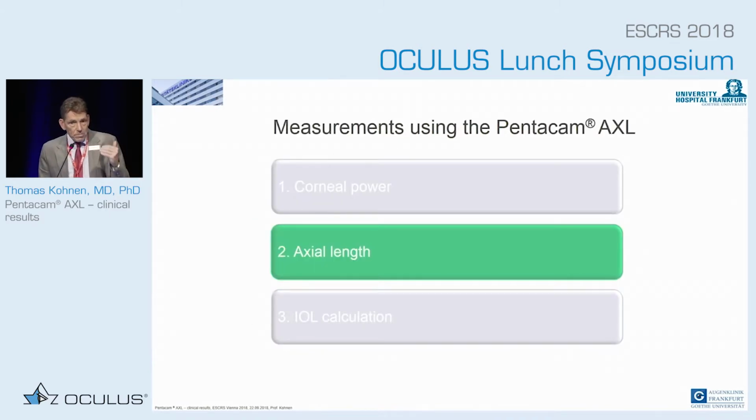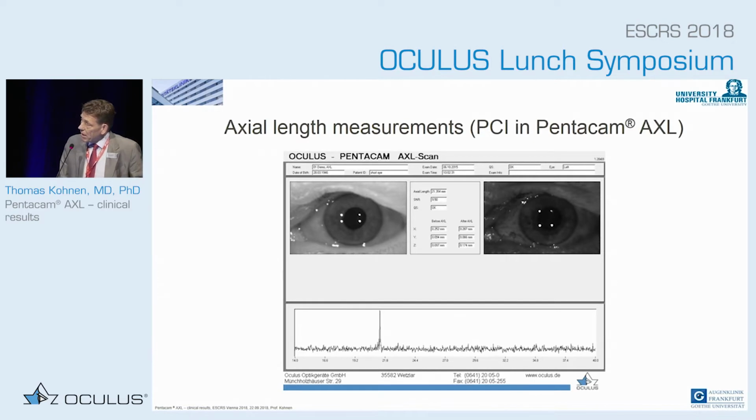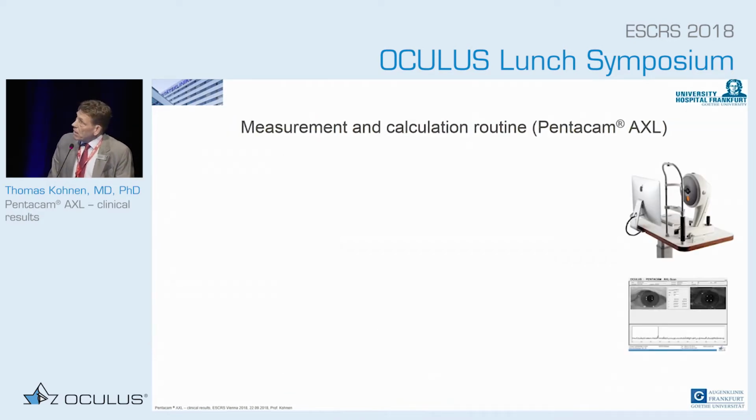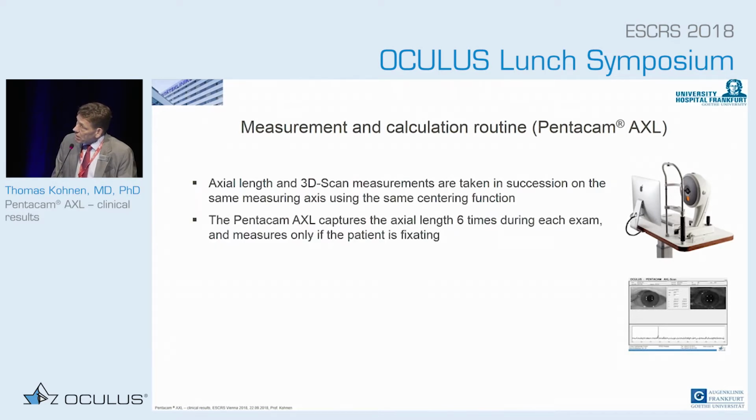Axial length. Now this comes into play with this machine because you have axial length in the machine. We now use optical coherence interferometry as the gold standard, and the OCULUS machine has this axial length measurement incorporated. You can see here in the slides how this is done. And of course, the calculation is done on a routine basis. Here, axial length is done in combination with the corneal measurements.